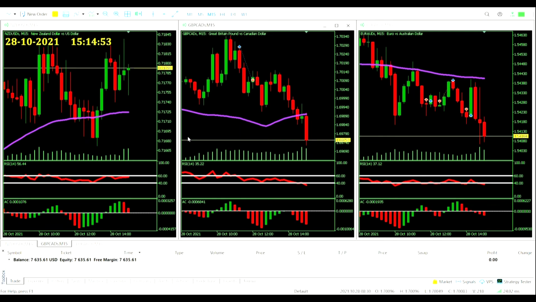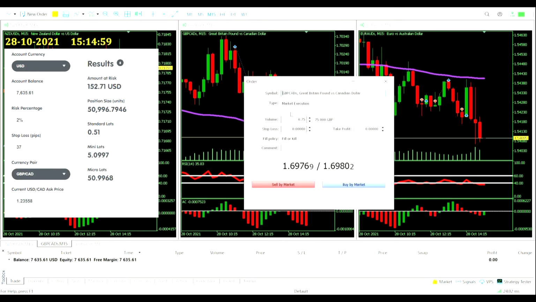Let's look at the pound CAD first. RSI at 35. Would have been nice to get the sell signal last period. Let's get ready with that one. You can see our risk on screen, 0.51, and that's a sell.